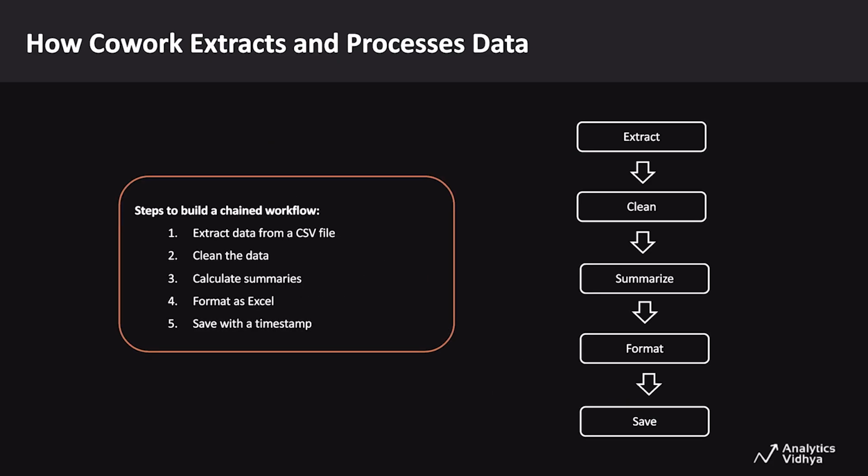Let's first talk about how these workflows are structured, including the constraints and conditions that guide each step. Once we understand that, we'll see it in action through a hands-on example. Now, imagine you want to process a dataset. The workflow would look like this. Extract data from a CSV, clean it, calculate summaries, format it into Excel, and finally, save it with a timestamp. Each of these steps is a part of a larger chain workflow, where one action leads to the next. And the key idea here is that Co-work handles these transitions seamlessly, following the sequence you define.